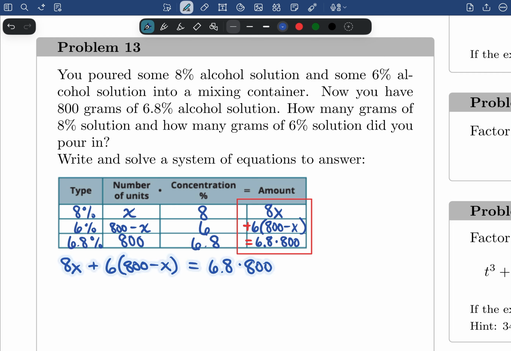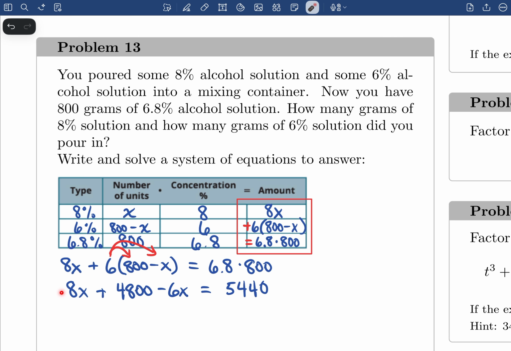Now I can start to solve this equation that I built. Okay, so that's the next step, is for you to solve the equation that you create. And I'm going to distribute this in right there, that's 6, and I get 8x plus, well, 6 times 800 is 4,800, and then minus a 6x, and that equals whatever 6.8 times 800 is. Oh yeah, it's 5,440. Great.